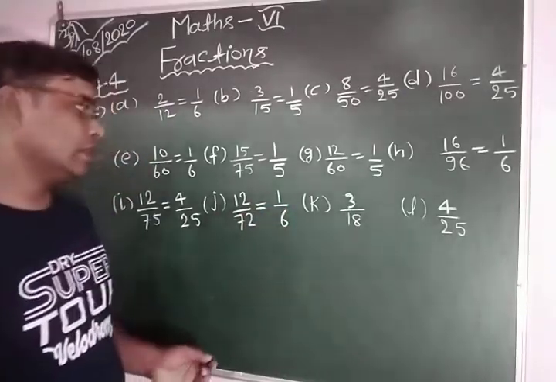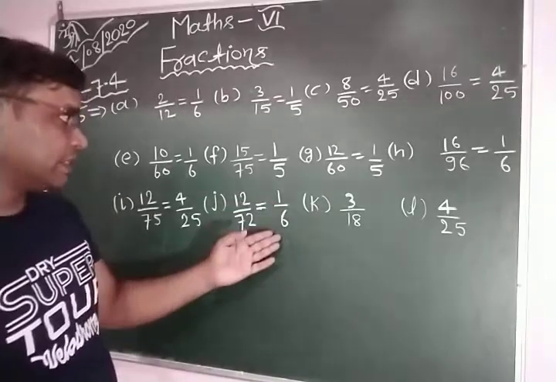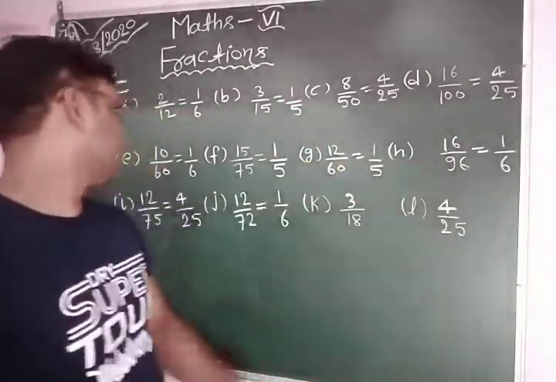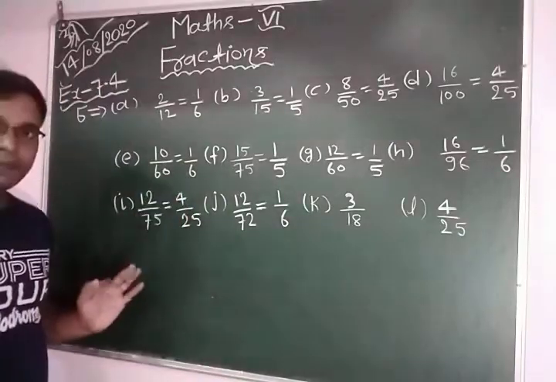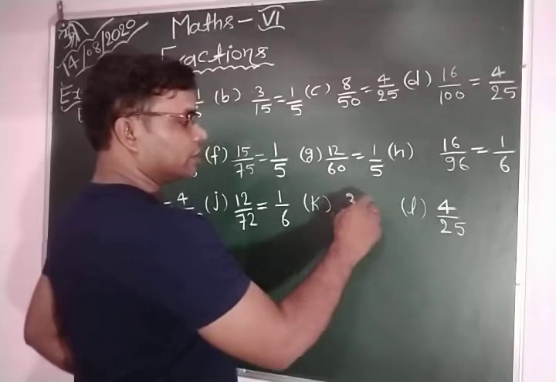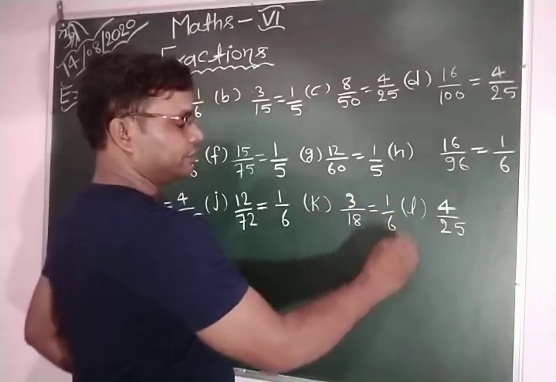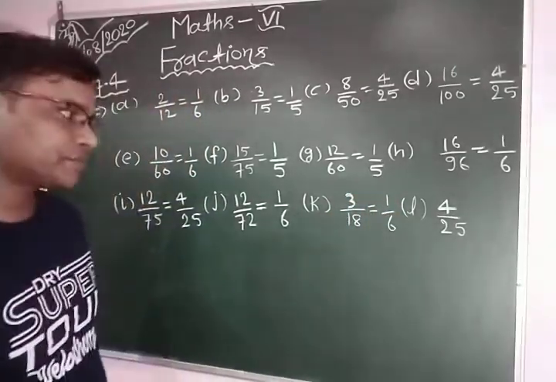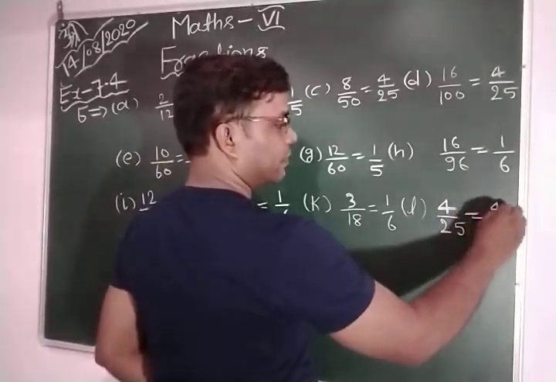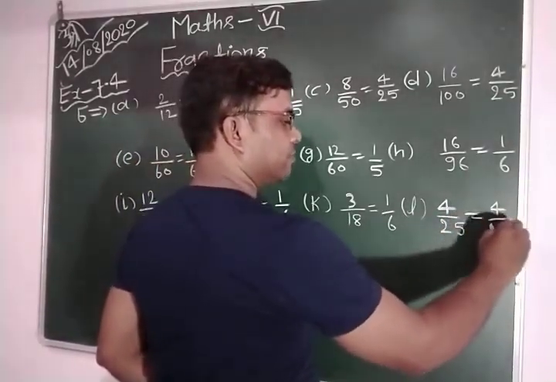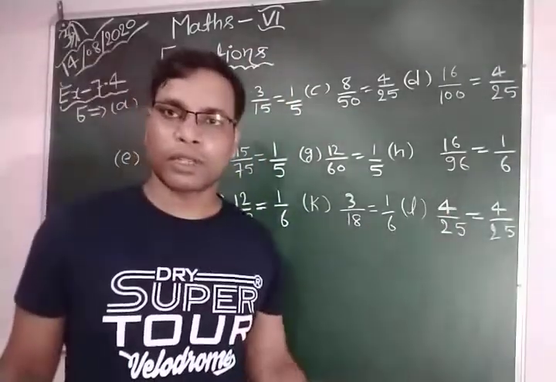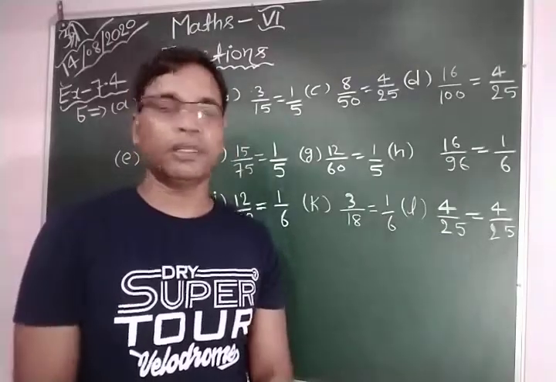Okay. Now you can see here this is also 1 by 6, 1 by 6, 1 by 6 and 1 by 6 here. So they are equivalent fractions. Now this is equal to 3 ones are 3, 3 sixes are 18. And the last part, 4 by 25. This is simplifying. Okay, this is a form of simplify. Okay, again we will write it 4 by 25.